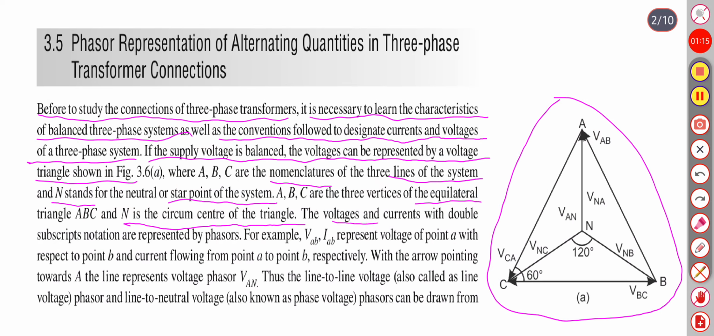The voltages and currents with double subscript notation are represented by phasors. This is VAB, voltage across A and B, VBC, voltage across B and C, and VCA, voltage across C and A. Whereas this is VAN, the voltage of phase A with respect to neutral. This is VBN, the voltage between phase B and neutral, and this is VCN, the voltage between phase C and neutral.